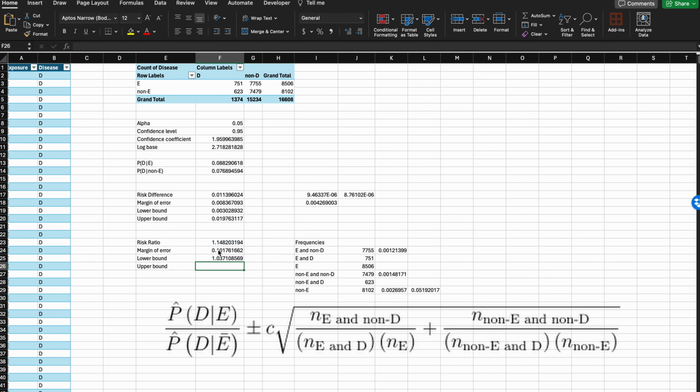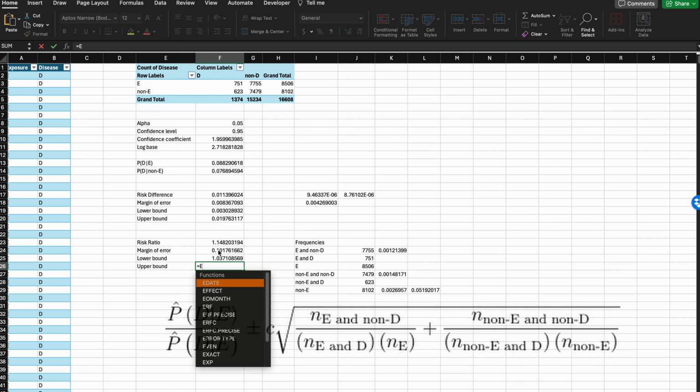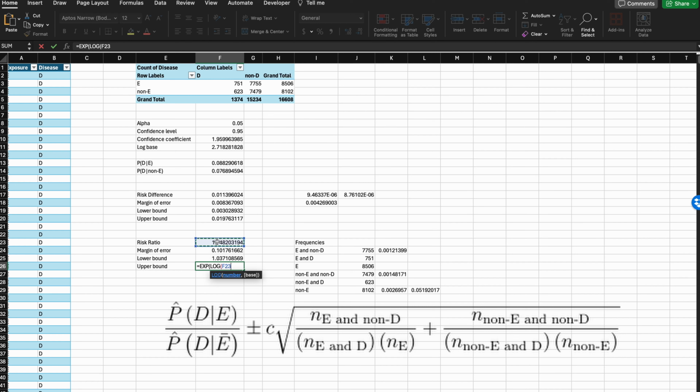Then for the upper bound, we're going to exponentiate. So exp, what we want to exponentiate is the log of the risk ratio, the sample risk ratio, comma, it must be the natural log, so I've got to click on the value for the base, and then I'm going to add to that the margin of error, close my parentheses, and hit OK.